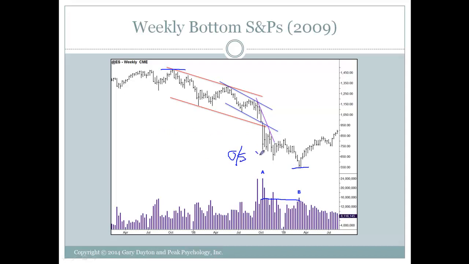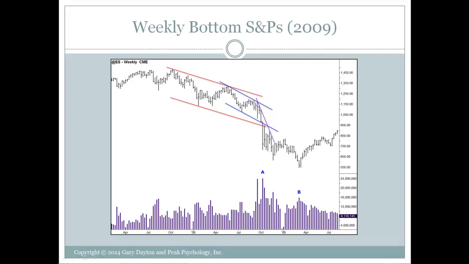We see the shortening of the thrust. We see the swelling of the volume. We see the diminishing of the volume. This is the first sign of strength in here. That's the first sign of strength. And then we get the higher low. As I say, they come in different flavors. They have a different look.